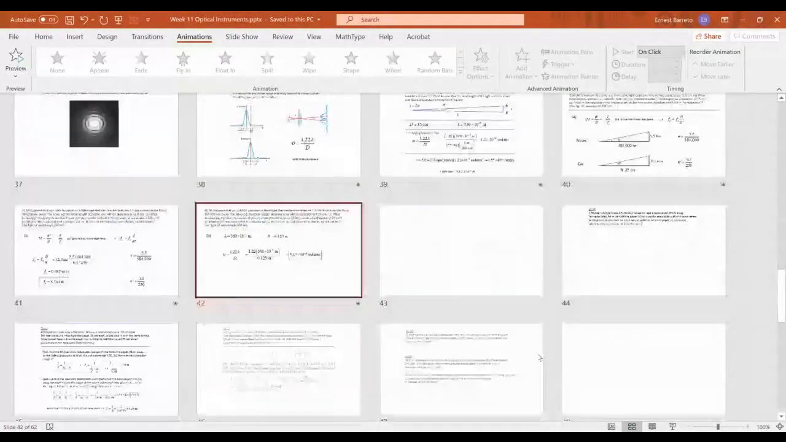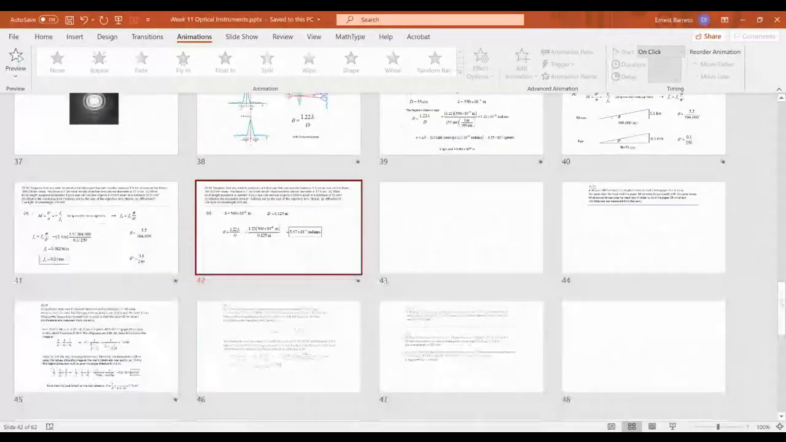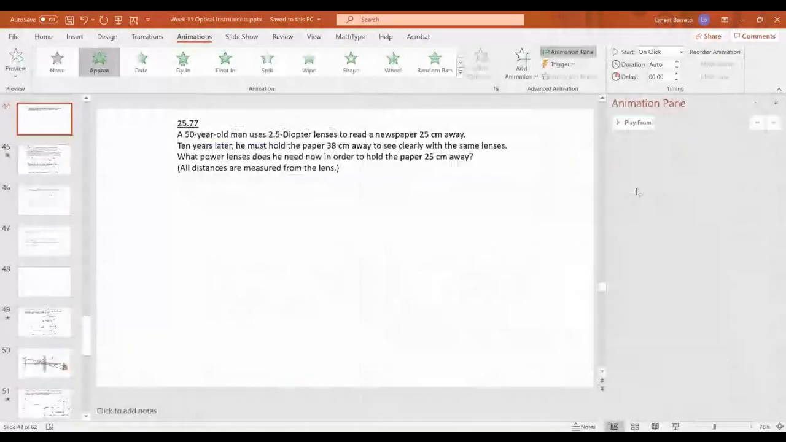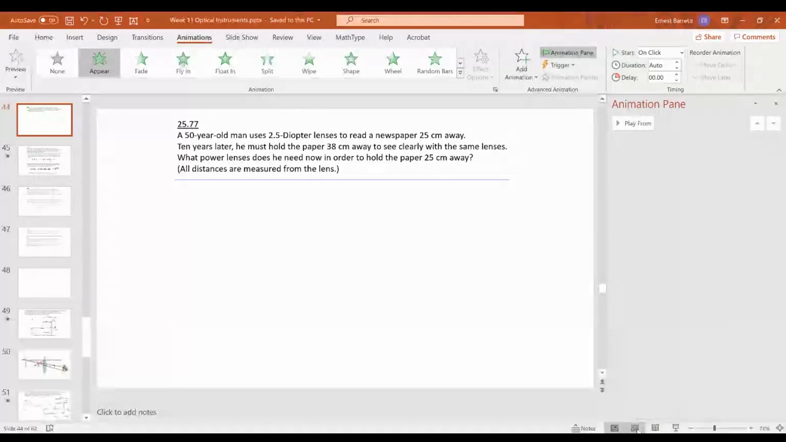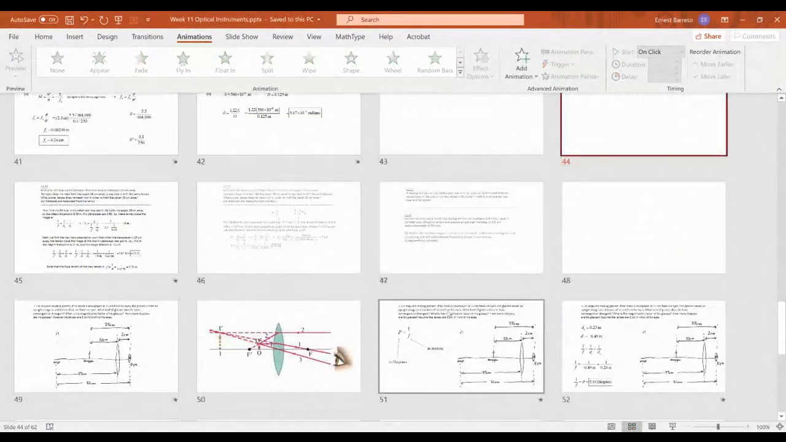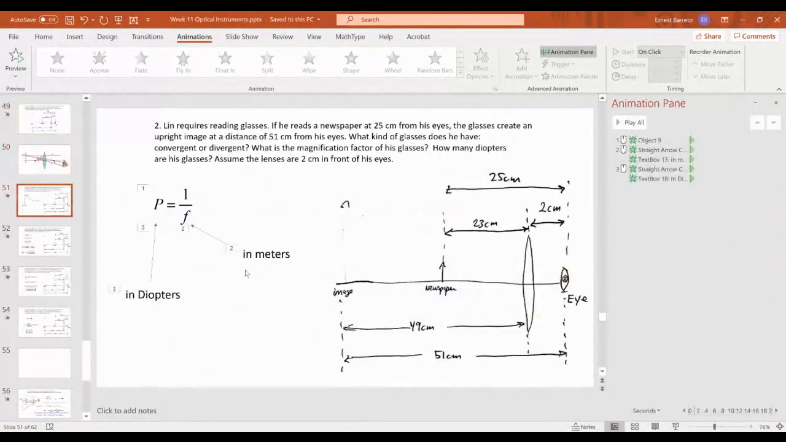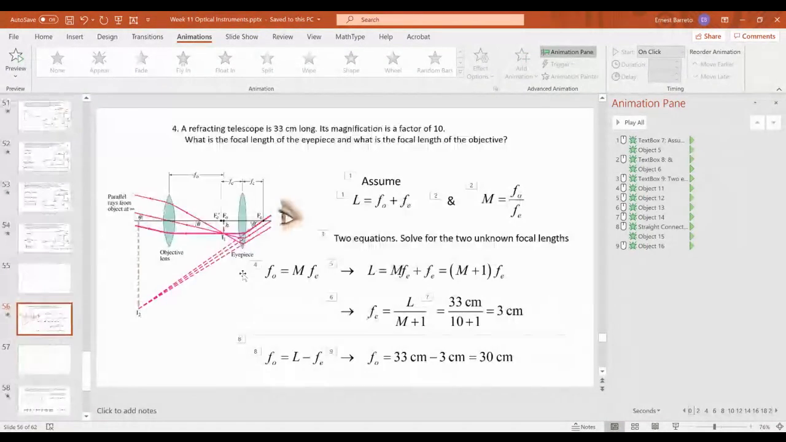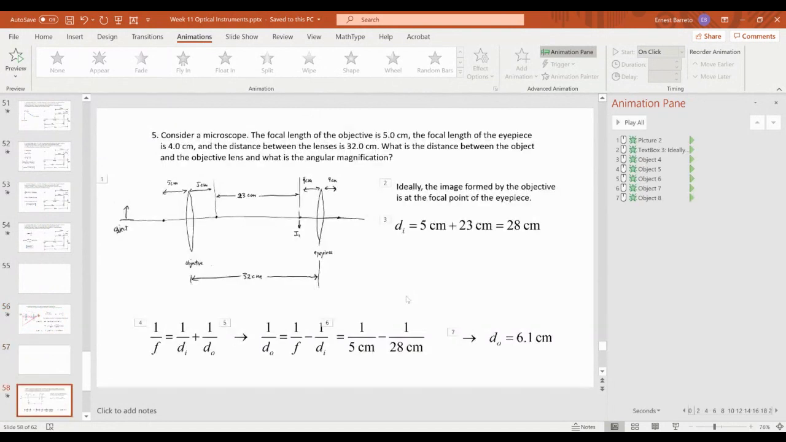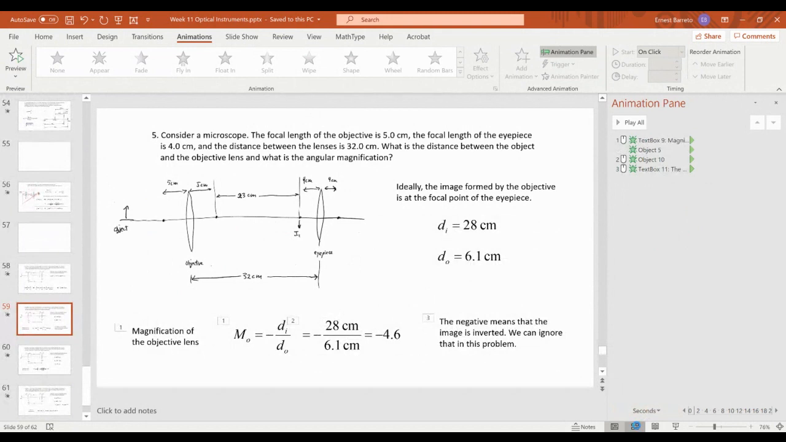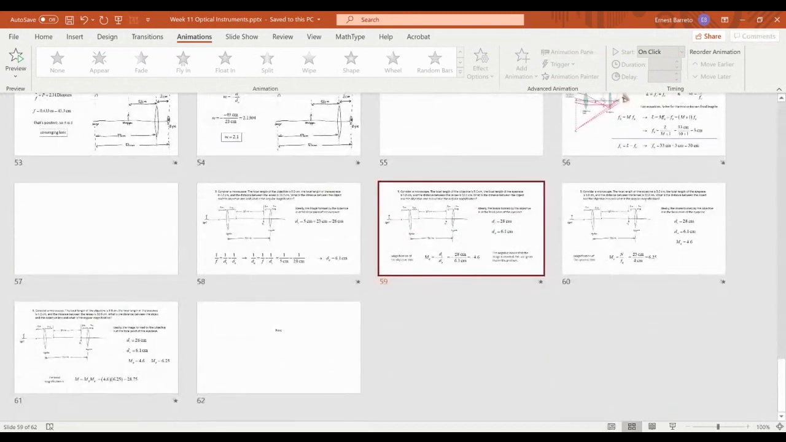So I want to show you what remains in the slides. I've got some examples worked out, which you can look at. So this is one with an eyeglasses thing. A situation where a guy looks at a newspaper and then you calculate something about his glasses. And then there's another one, that's the same question. And then another question about a refracting telescope, where you can work out some of these things. And then a microscope as well. So these things are in the slides. I can't really do any of them in the remaining time.